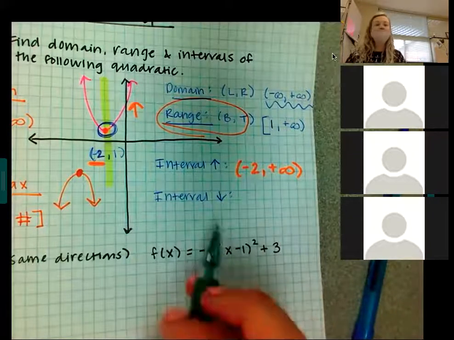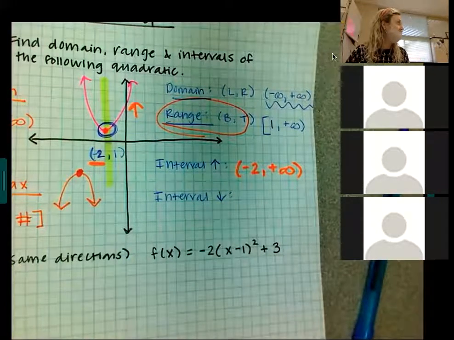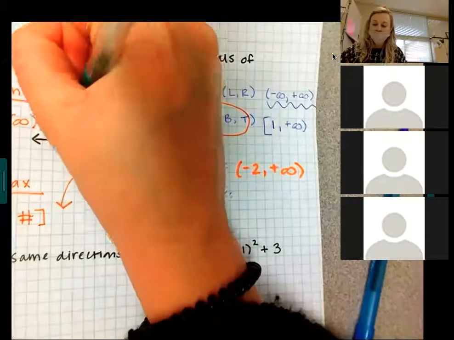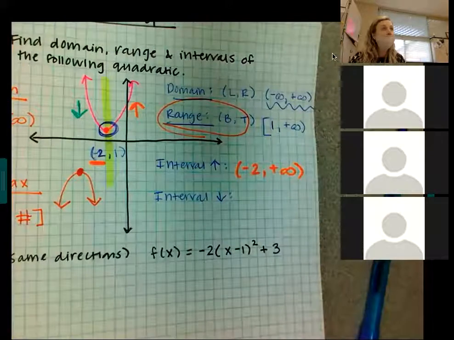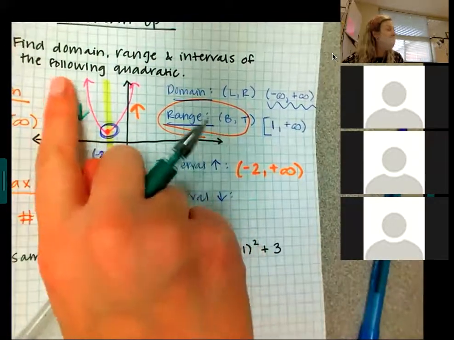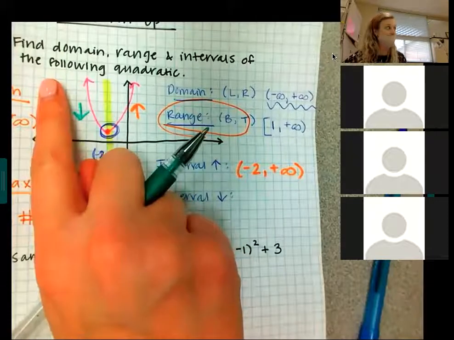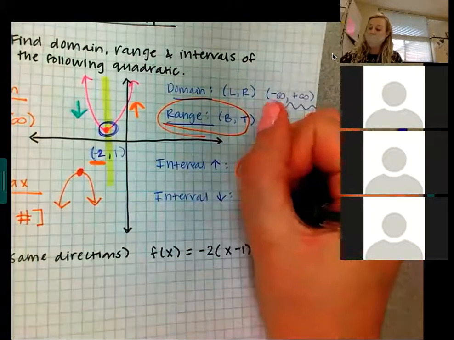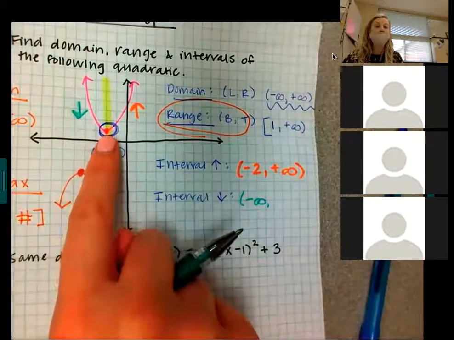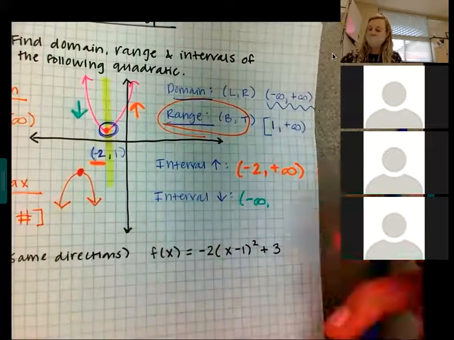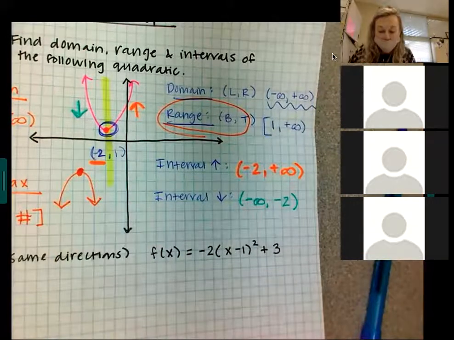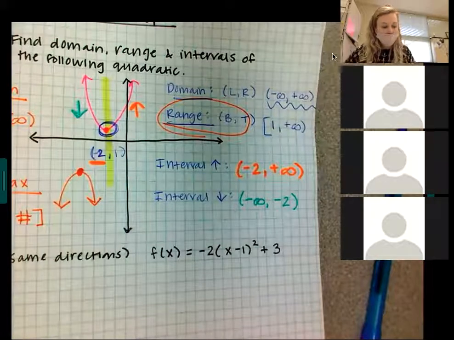All right, which side is it decreasing on? Obviously the left. That's the only one we haven't used, right? So on the left side, it's going down. Now look on the left. There's an arrow that keeps going. So where does it start going down? Negative infinity, because it's on the left, and it's going to go down until it hits where? -2. Yes. Does that help with intervals?